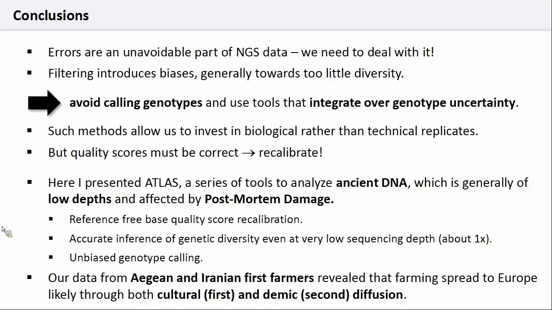If we apply these tools to our samples from Aegean and Iranian first farmers, we first found that we can trace back the ancestry of the European first farmers directly to the Aegean, meaning that people from the Aegean spread into Europe bringing farming. However, this direct genetic line breaks if you go from the Aegean towards the Fertile Crescent, somewhere in between. It doesn't extend, we don't really know where, but suggesting that there was at least some cultural diffusion involved in the spread of farming.